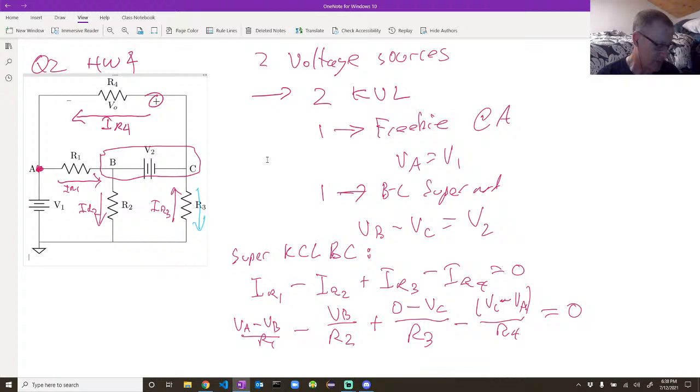defined IR3 going this way, right? We could have defined it going the other way. In that case, this term would be flowing out of the supernode, so it would be minus IR3, right? And that would then still be minus VC on R3. It still gives the same equation. It's just which direction and what that means in terms of whether it's 0 minus VC or VC minus 0, how you get the current from the voltages.